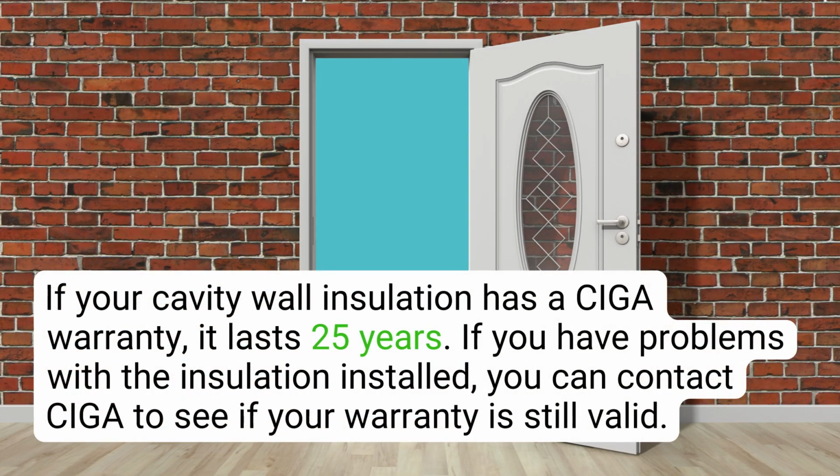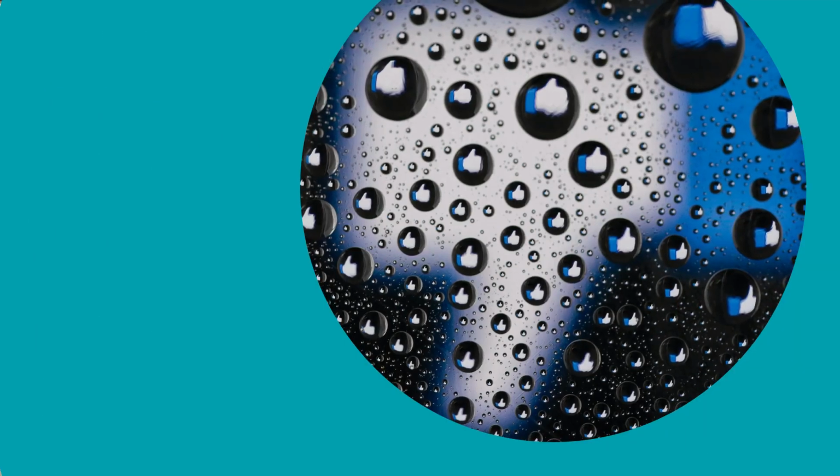How long does cavity wall insulation last? If your cavity wall insulation has a warranty, it lasts 25 years. If you have problems with the insulation installed, you can contact the provider to see if your warranty is still valid.